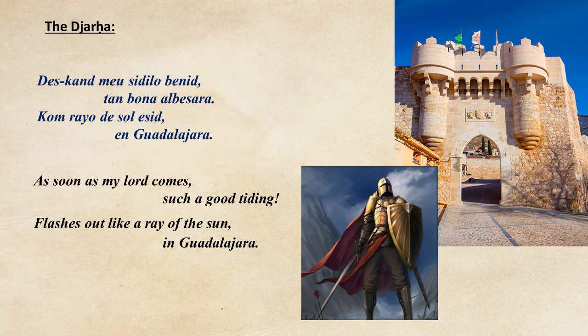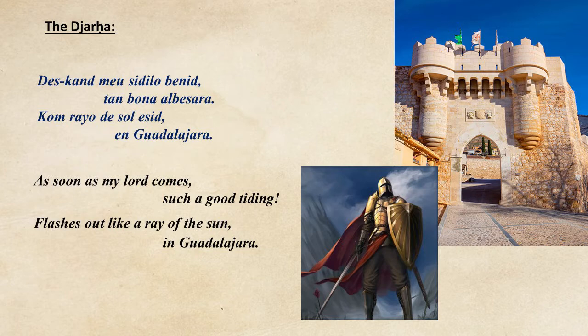Okay, here's a jarha. It's in Spanish. Descam neusidilo benit tambona albesara, com rayo de sol esit en Guadalajara. It rhymes. You already know that every simt all has rhymes with ara. Okay, very nice. But what does it mean?